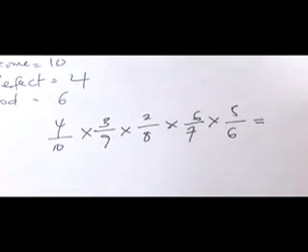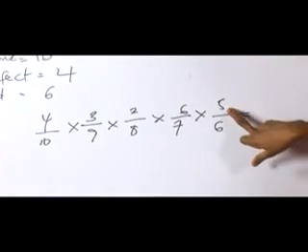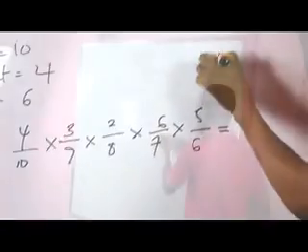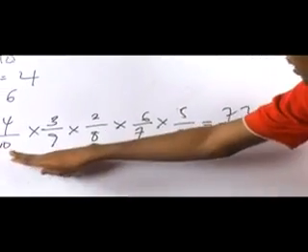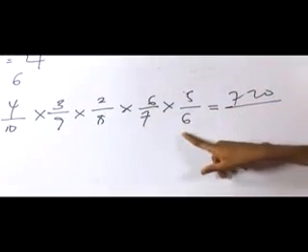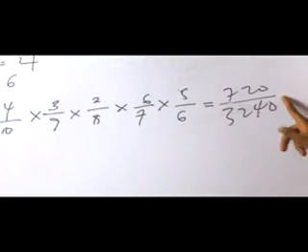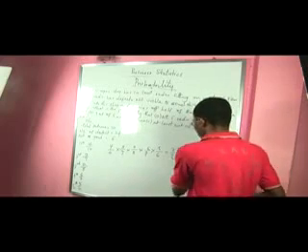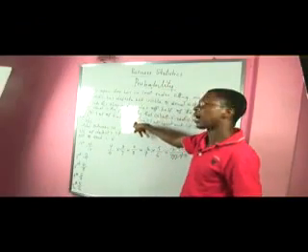So let's do the multiplication and let's see. 4 times 3 is 12, times 2 is 24. 6 times 5 is 30. 24 times 30 will give us 720, I guess that is what we get. So 720, and then we now have to multiply all of these: 10 times 9 times 8 times 7 times 6. So what do we get? We get 30240. So if you divide this, the probability of getting this is 0.024. That is the probability that 3 out of 5 are defective.